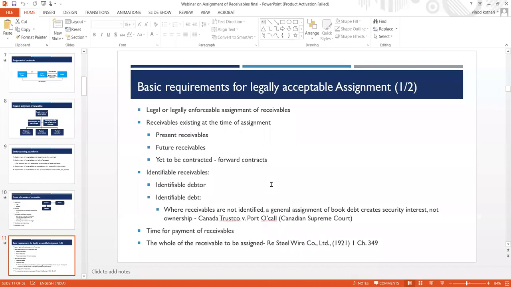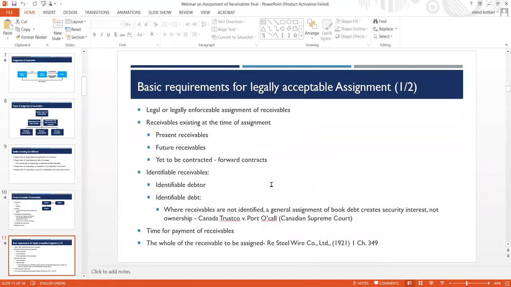Receivables must be identifiable. Can we do a transfer of unidentifiable receivables? For example, if I have a receivable book of, let's say, 50 crores, and I say I am transferring 30 crores out of my 50 crores worth of book without identifying what I am transferring. I'm not identifying what I'm transferring.